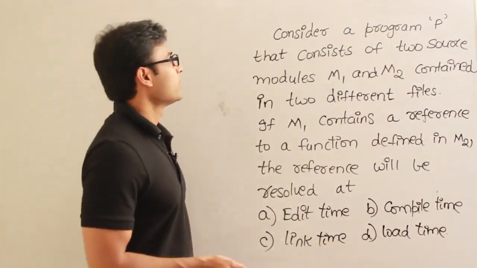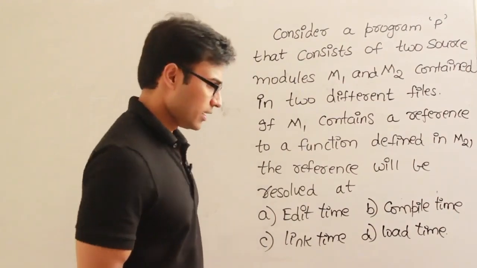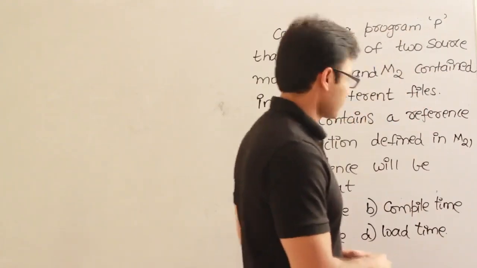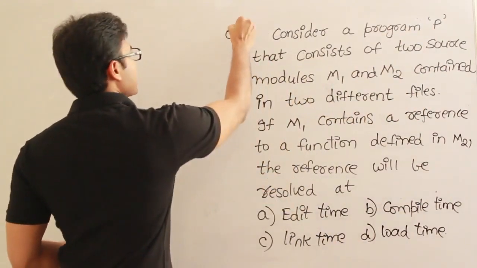Consider a program P that contains two sources. It is given in GATE. You can read that question. So it is a GATE 2004 question. Okay, so please read it.